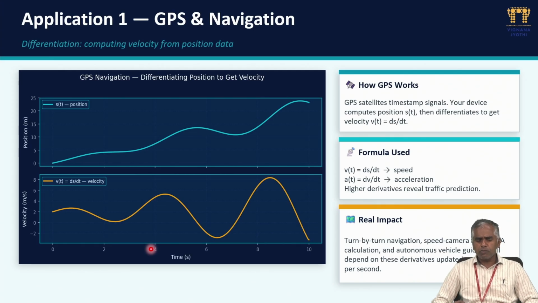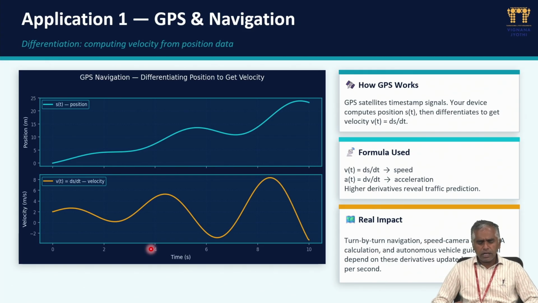Your device computes the position s of t, then differentiates to get velocity, that is v of t equals ds by dt. In GPS and navigation, we apply some formulas. The speed is nothing but ds by dt, that is v of t. Next, acceleration. The acceleration is a of t, that is dv by dt. Next, higher derivatives reveal traffic prediction.